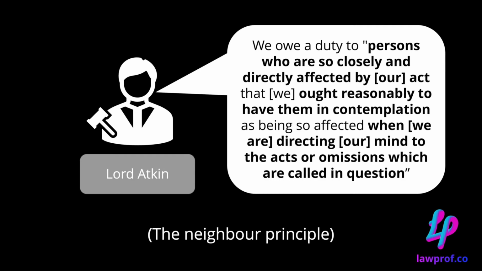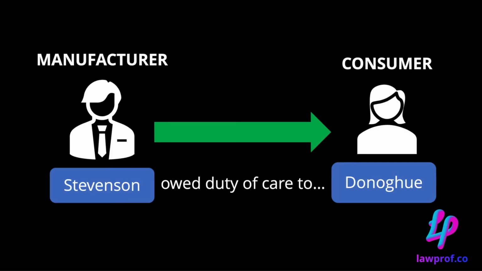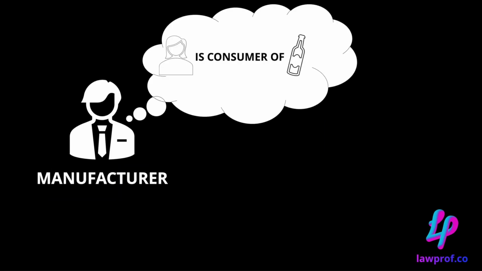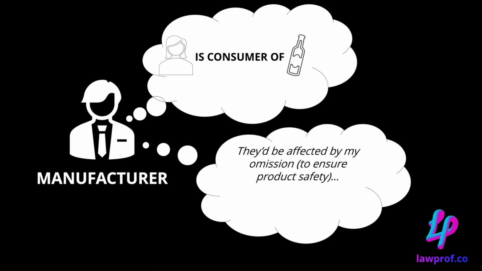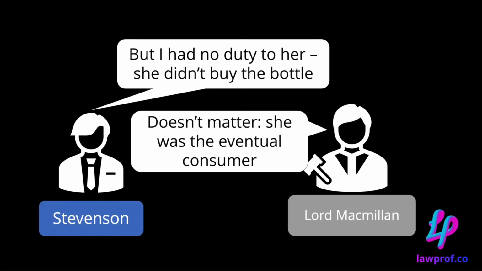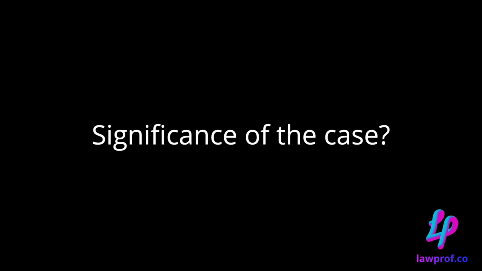Well, let's look at how the neighbour principle applied here. As a manufacturer, Stevenson owed a duty to the eventual consumer of the product, Donoghue. The manufacturer ought reasonably to have consumers of their product in contemplation as being potentially affected by an omission to ensure product safety. In this case, Stevenson's omission would have been the omission to prevent the snail from entering the ginger beer bottle. And as Lord Macmillan clarified, it's important to note that this duty is owed to the eventual consumer of the product, not just the person who bought it.